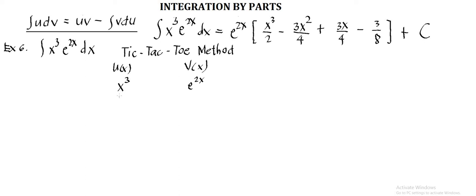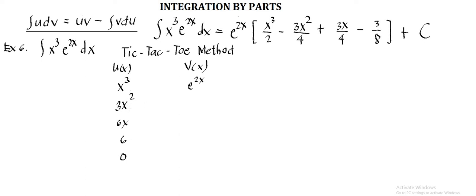So dito sa u of x, kukuha tayo ng derivative, continuous differentiation. So magkakaroon tayo ng unang derivative, magkakaroon tayo ng 3x squared by power rule. Tapos, kukuha ulit tayo ng derivative. Kukunin natin yung derivative ng 3x squared. So, magiging 6x. Kukuha ulit tayo ng derivative. Derivative ng 6x ay 6. At ang derivative ng 6 ay 0. So, dito sa u of x, magkakaroon tayo ng continuous differentiation hanggang makarating tayo sa 0.